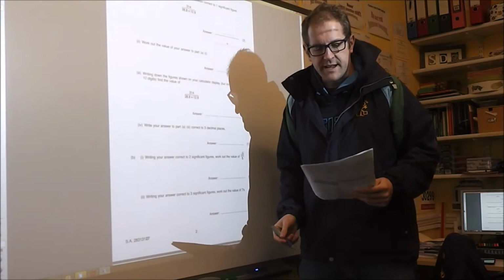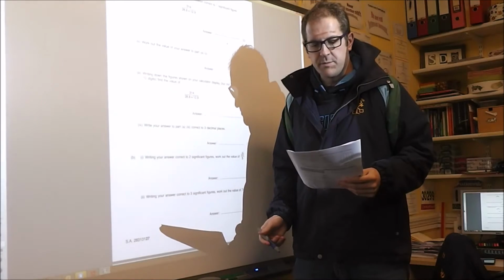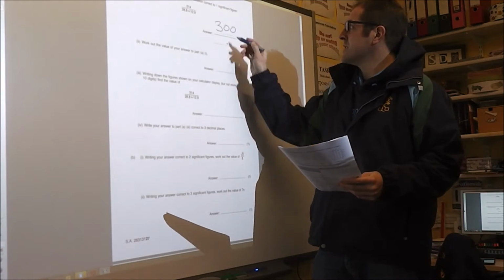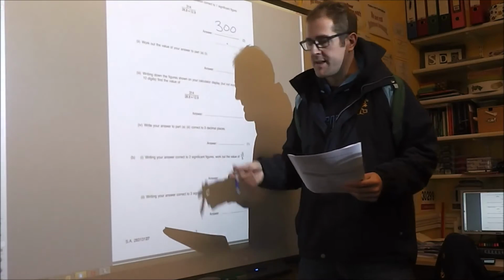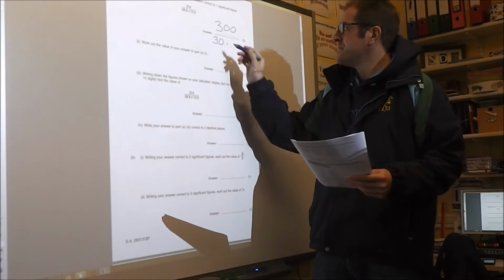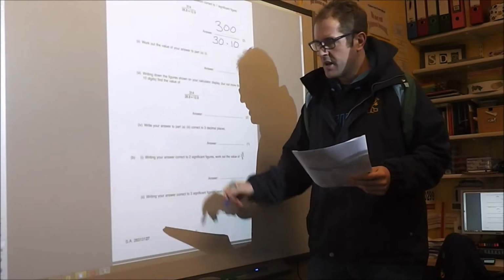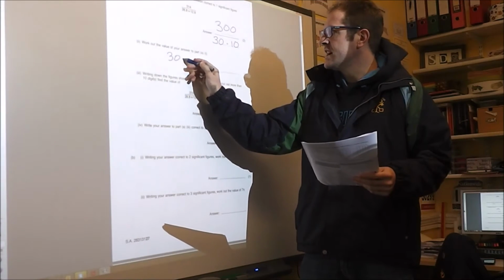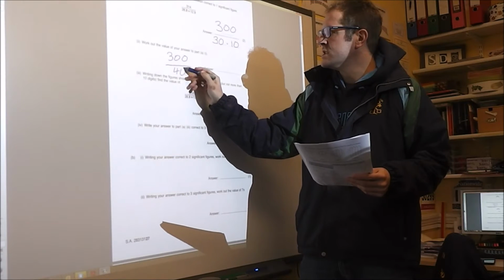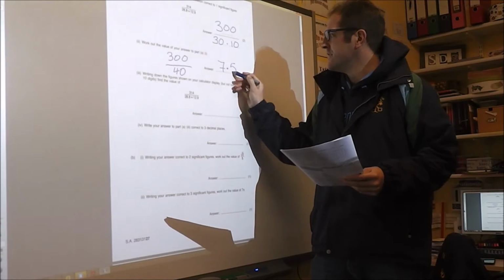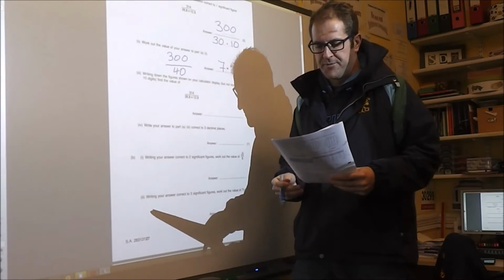Question 1 is about significant figures. Make sure you round them correctly to one significant figure. So it's 300 on top. Remember, keep the value the same with the placeholders. It's 30 and 10 on the bottom. To work that out, you do 300 divided by 40 on your calculator or mentally, and it's 7.5.